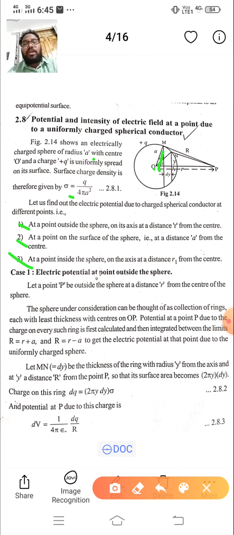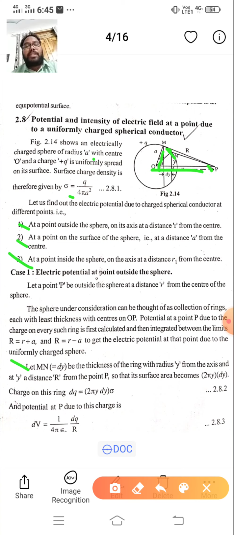So let us consider the electric potential at a point outside the sphere, that is at a point P. Let point P be outside the sphere at a distance r from the center. The sphere under consideration can be thought of as a collection of rings. Here MN is a ring, and its radius varies from r minus a to r plus a.